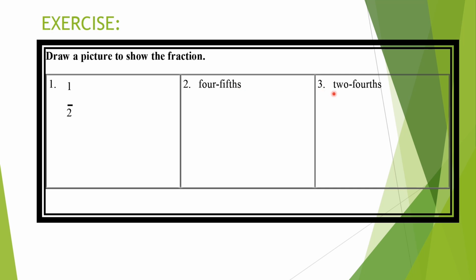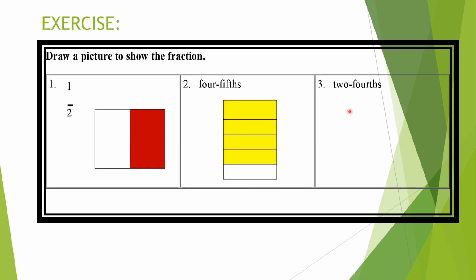So let's see what figure is drawn for the first one. Here, a square with two parts, one part is shaded. The second one says the figure should be divided into 5 parts, and 4 parts should be shaded. And the third one says 2 parts should be shaded out of the 4 parts. So this is how, if the question comes like draw a pictorial representation for the fraction, then you can do it like this.